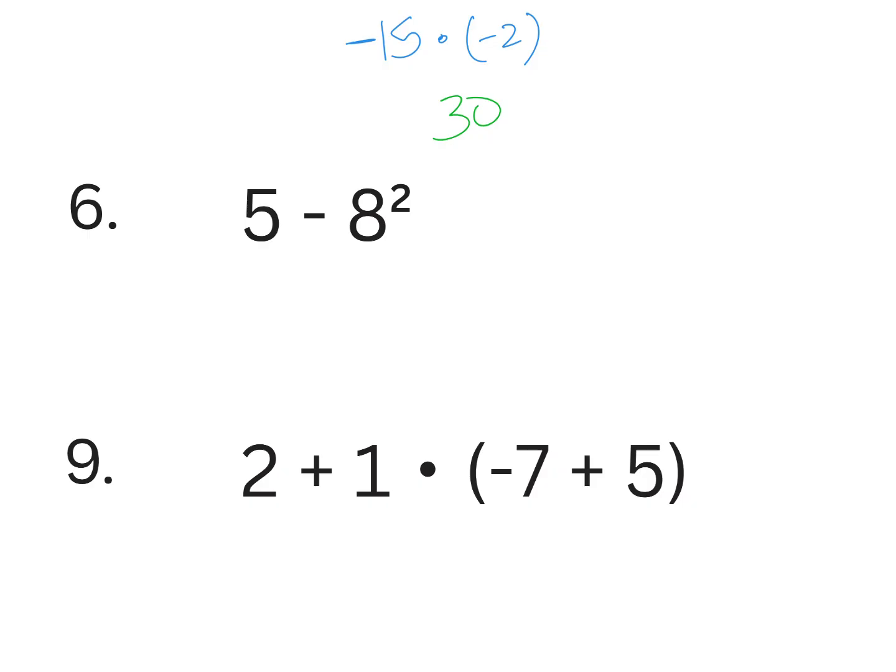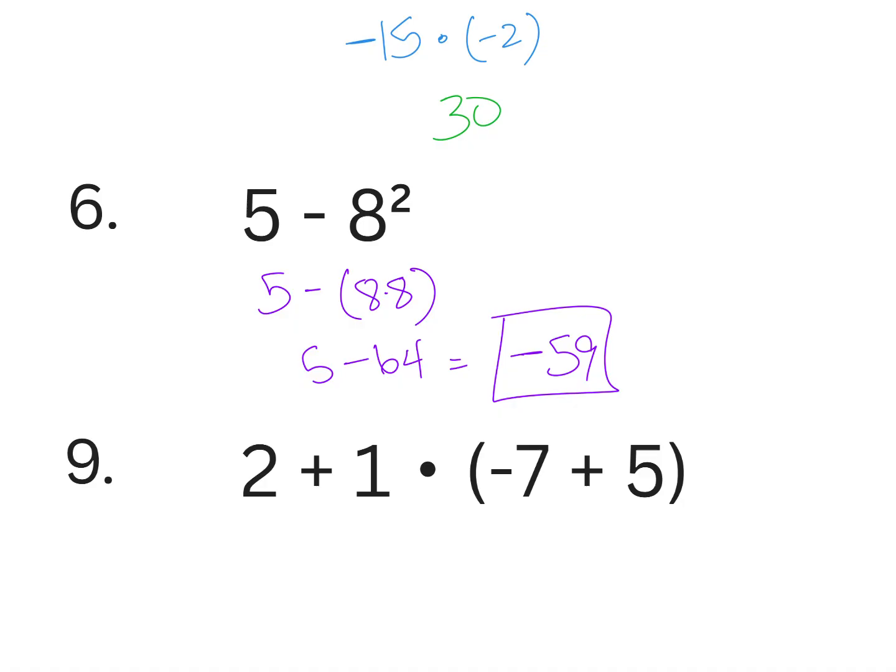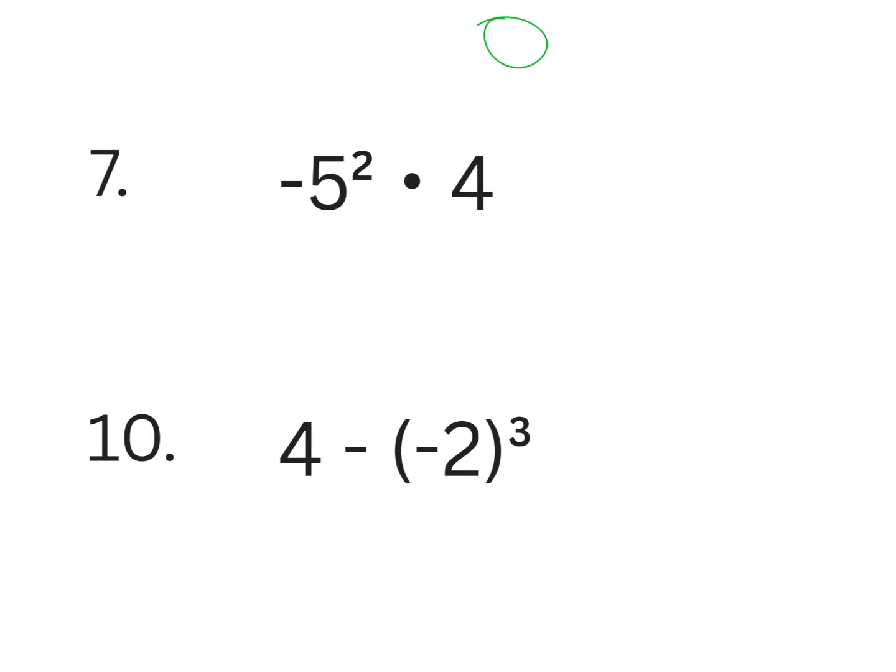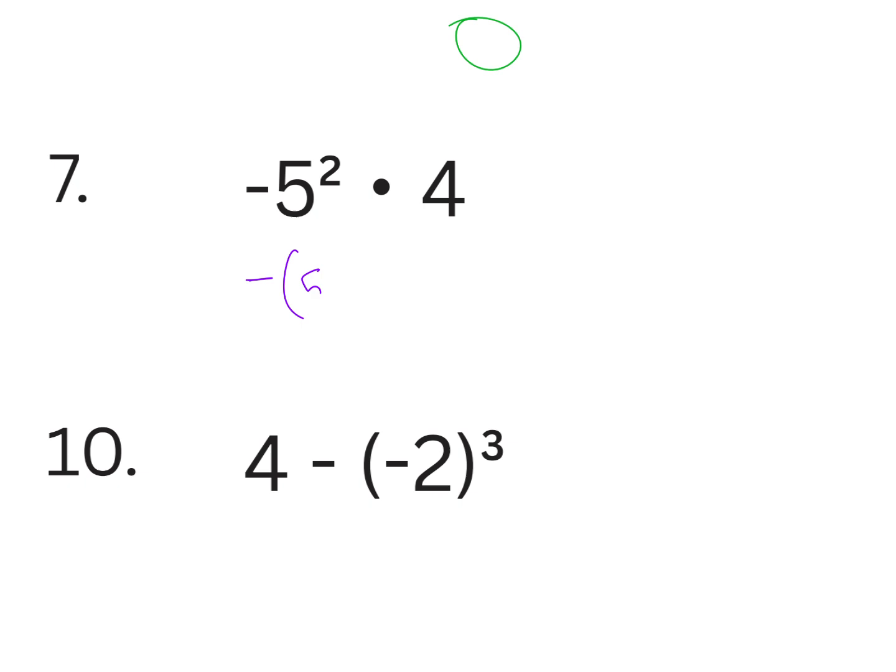5 minus 8 squared. 5 minus 8 times 8. 5 minus 64 equals -59. -5 squared, that's -5 times 5 times 4. Hey, look, these 5s are inside of these parentheses, and I can actually do that. Sometimes it's just like, hey, it's -4 inside the parentheses, and you can't do anything about that, right? But we can here. We have -25 times 4, and that is -100.